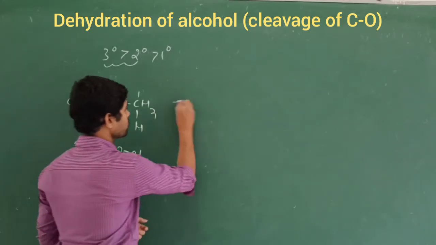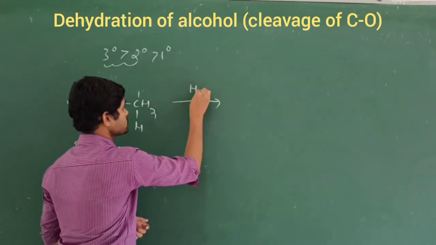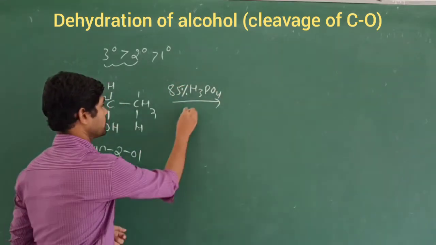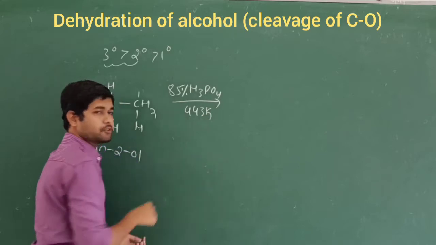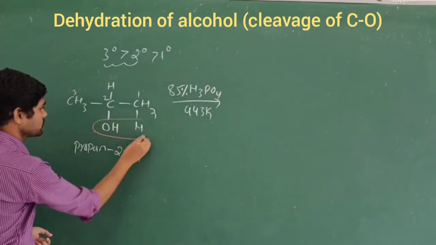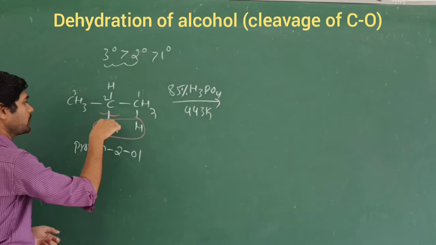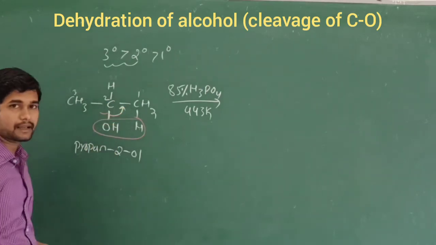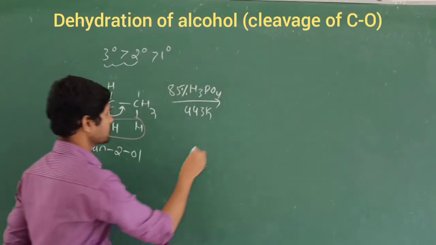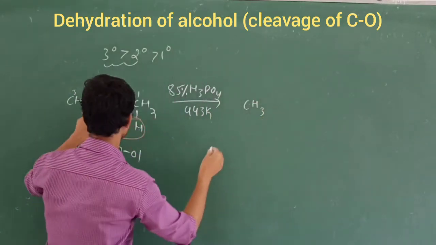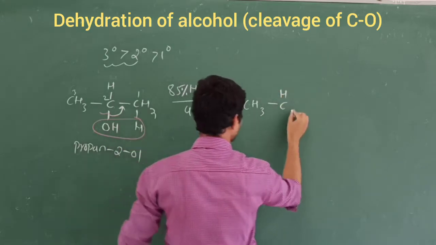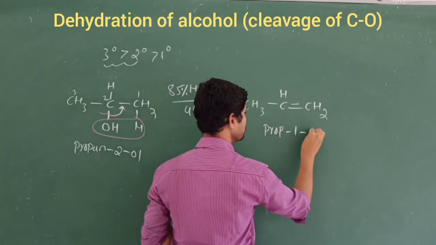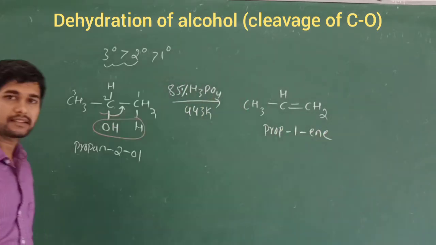What happens? We are going to use phosphoric acid, H3PO4, around 85% at 443 Kelvin. We are going to remove the water molecules, and it is a cleavage of the carbon and oxygen bond. When you remove these water molecules, this bond migrates to form the alkene, that is propene. So I write the product CH3 CH double bond CH2. Its name is prop-1-ene.